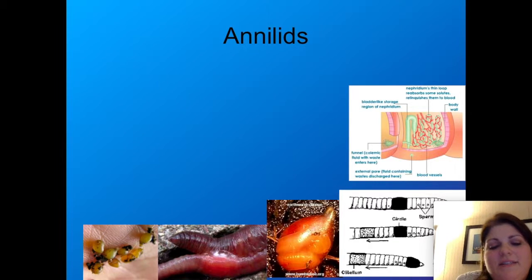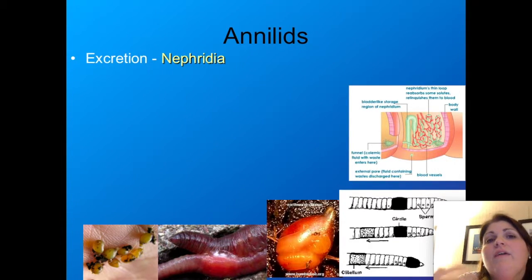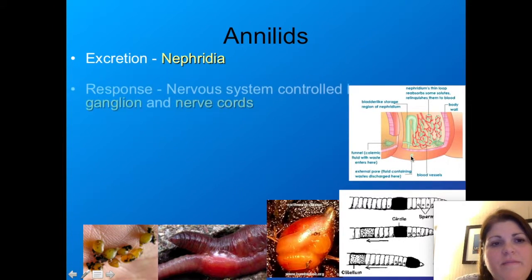Moving on to other body systems, we have the excretory system. If you recall, platyhelminthes had flame cells. Annelids have structures known as nephridia. Here's one nephridium. There's one in each body segment, and it's this looped structure that's used as a filter as it goes through the worm's blood and out through this pore. So there's a pore and a nephridium in every segment.